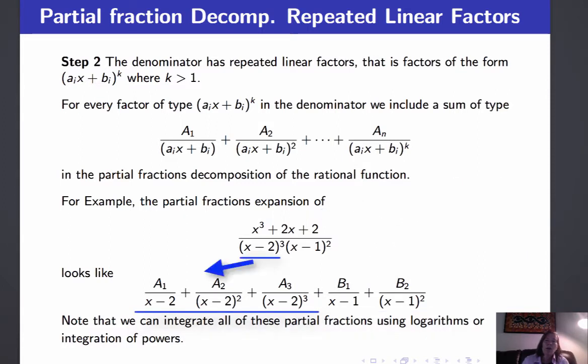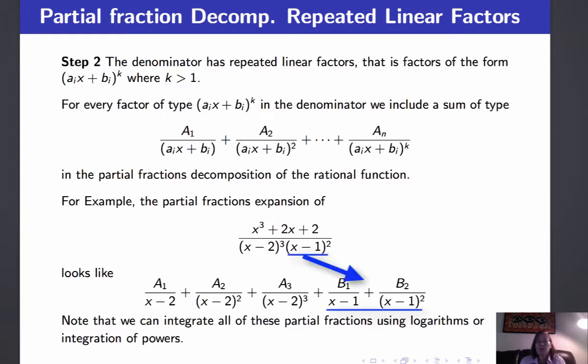For the x minus 2 cubed in the denominator, I'm going to include one term for every power of x minus 2 from 1 through 3. So I'll have an a1 over x minus 2 plus an a2 over x minus 2 squared plus an a3 over x minus 2 cubed, where a1, a2, and a3 are constants. There are some real numbers that I have to solve for.